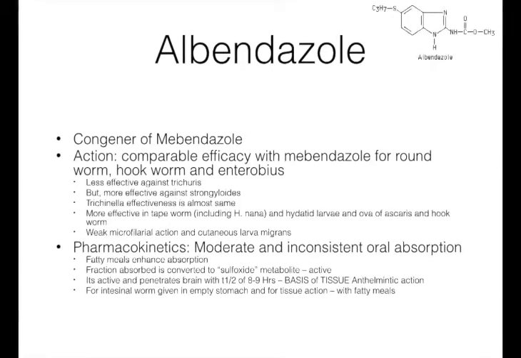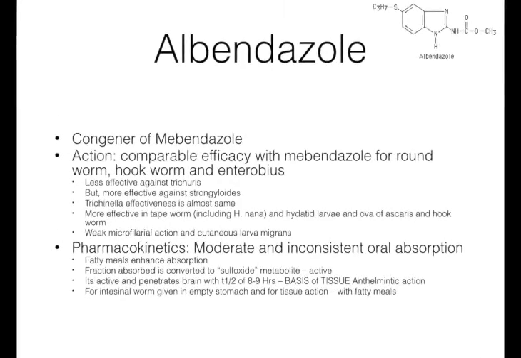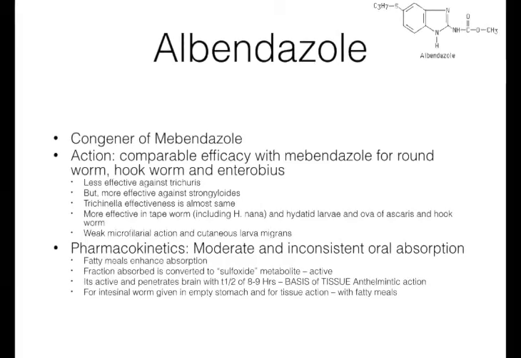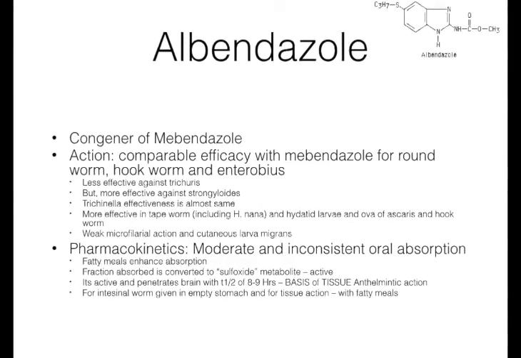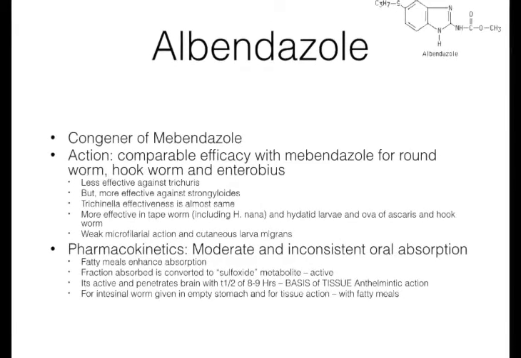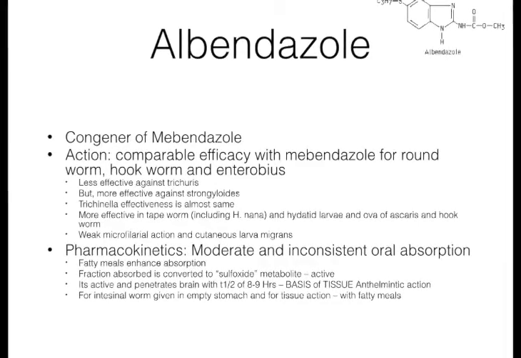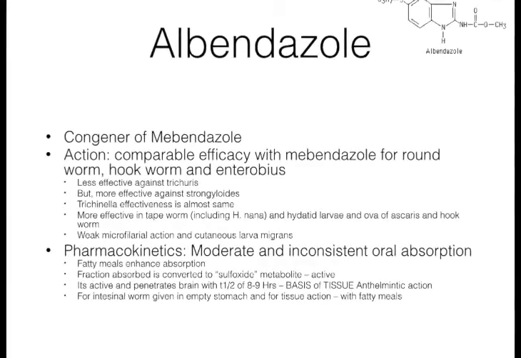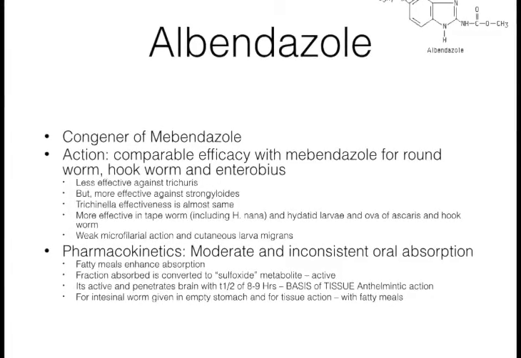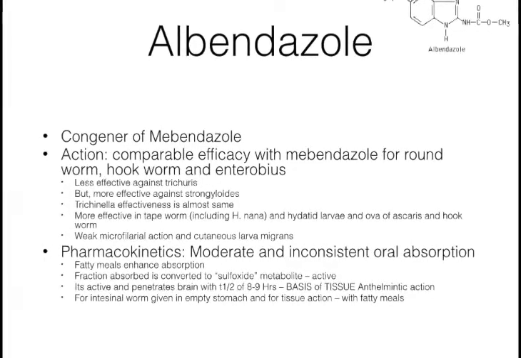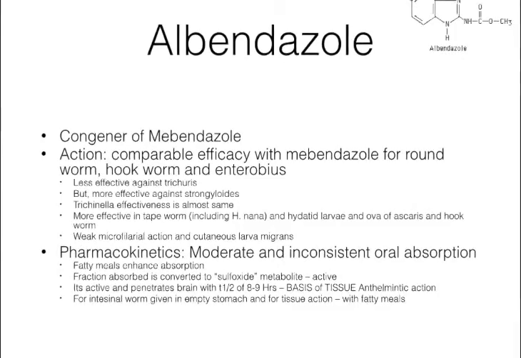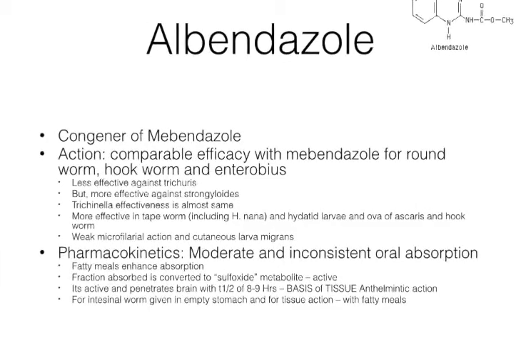its oral absorption is enhanced by fatty meals, and then it rapidly undergoes first-pass metabolism in the liver to the active metabolite known as albendazole sulfoxide. Albendazole metabolites are excreted in the urine.